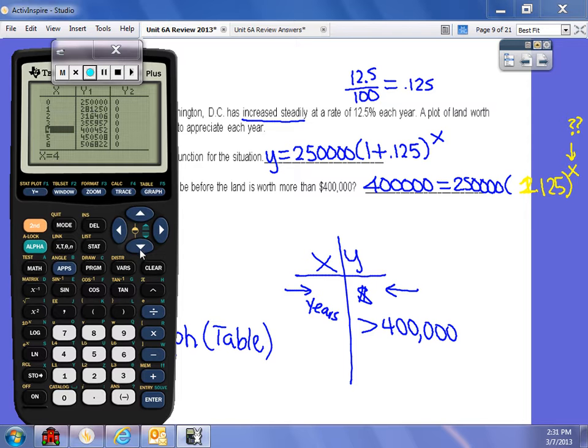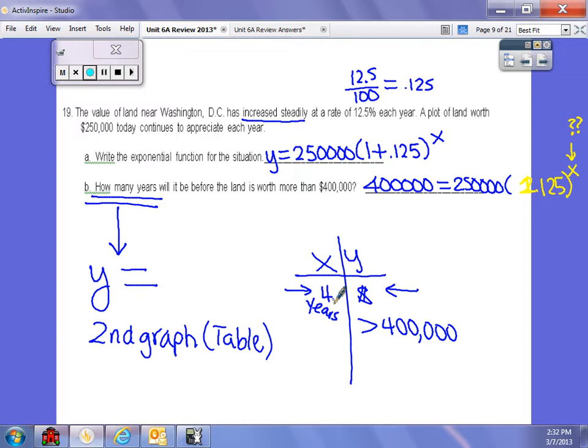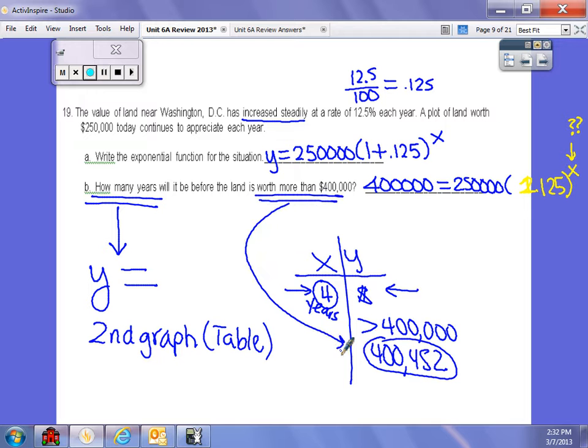And the first time that that occurs is here at 4. So at 4 years and $400,452, that's when we have land being worth more than 400,000. So the answer to this question would be x equals 4. Just make sure that you write this down first. That's the work that you have to show.